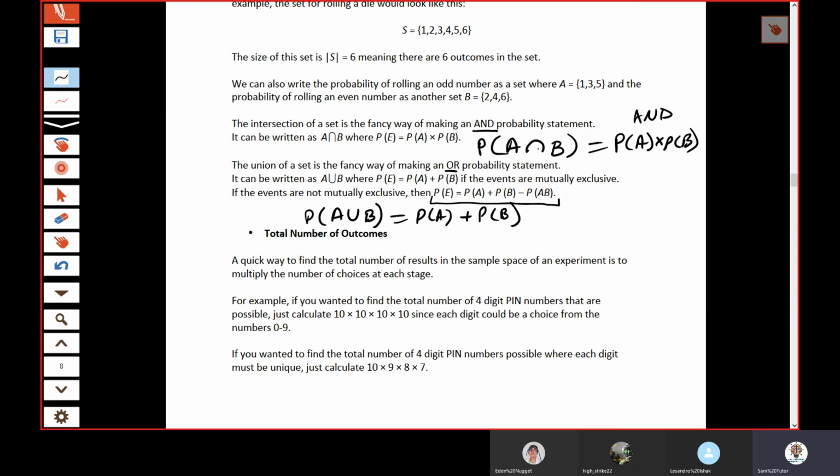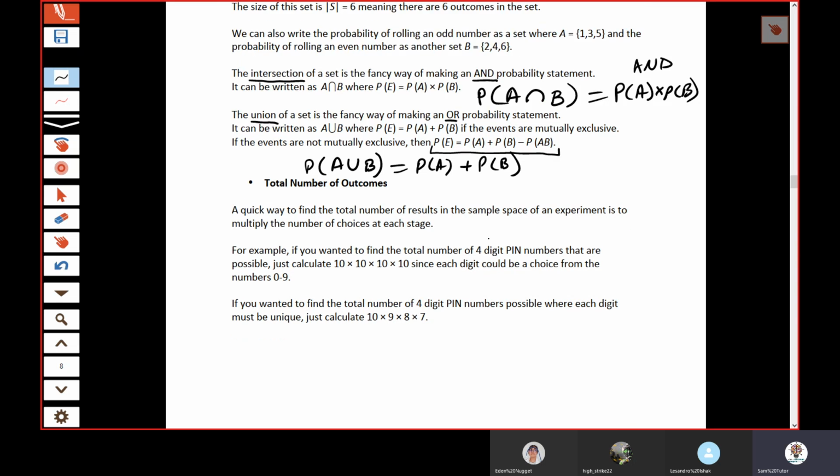So if you ever see these, intersection just means and, and union means or. So I think you should write that so you don't get that confused. If you ever do see it, this one means and, this one means or. So add, multiply, overlap. Okay, any questions? Move on.